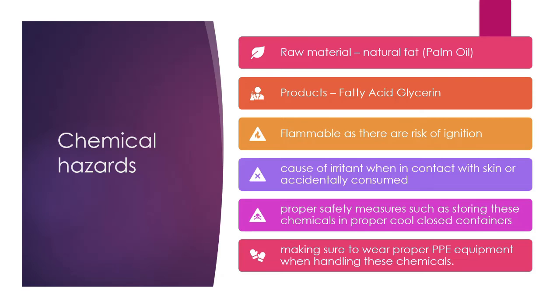So in summary, there are many hazards that are involved with the hydrolyzer unit. There are chemical hazards related to the raw material being used such as the natural fat, which is palm oil, and the products generated such as the fatty acids and glycerin. Most of these chemicals are flammable as there is a risk of ignition, and they are also an irritant when in contact with skin or accidentally consumed. Because of this, proper safety measures such as storing these chemicals in proper cool closed containers and wearing proper PPE when handling these chemicals is a must.